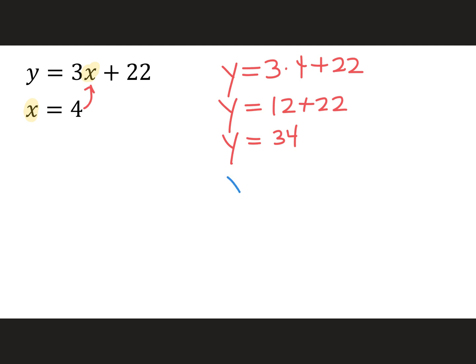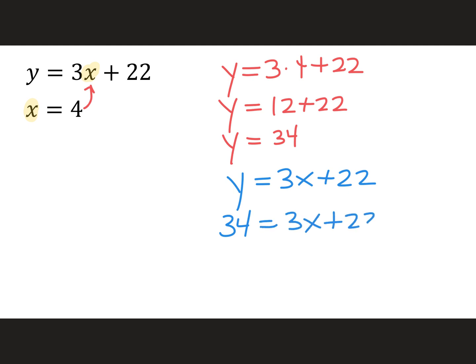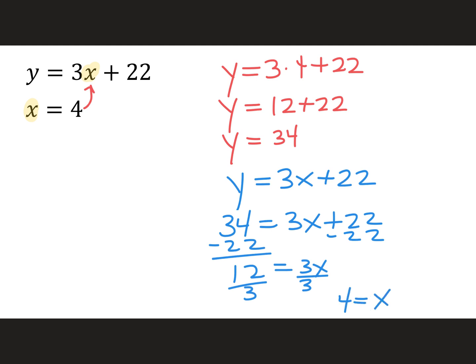So the first equation was y equals 3x plus 22. And let's say 34 equals 3x plus 22, and then I'd have to go ahead and solve it. And I have 12 equals 3x, divided by 3, divided by 3. Guess what x equals? 4, which is what we said at the beginning. And then finally, the last thing I'm going to do is write the solution as an ordered pair: 4, 34. All right, let's go on to the next one.